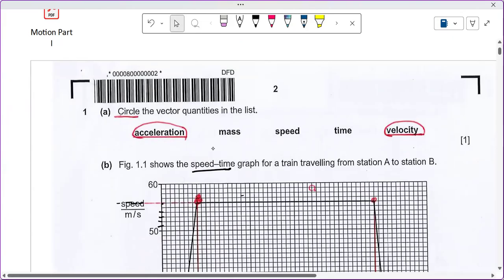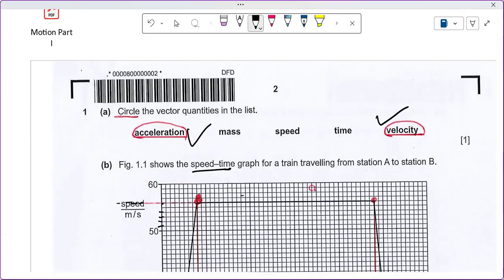All right. So what are the vector quantities that we have here? The vector quantities provided here are acceleration and velocity. The rest are scalar quantities. I mean, no way mass, speed, and time can have direction.